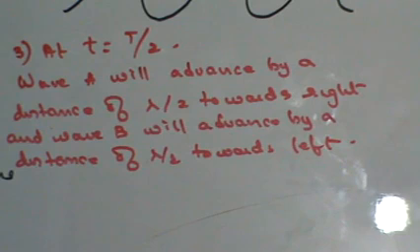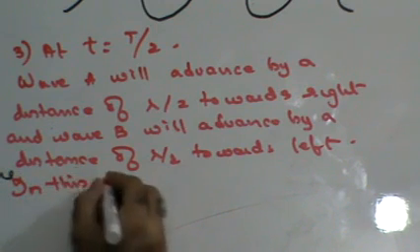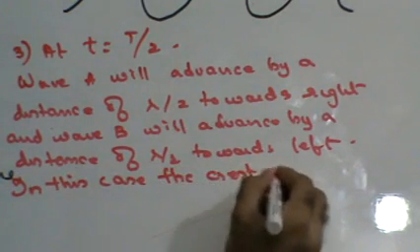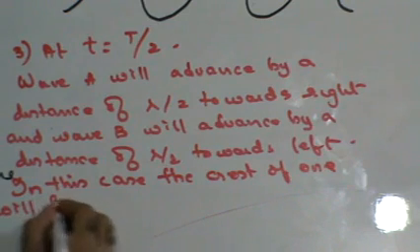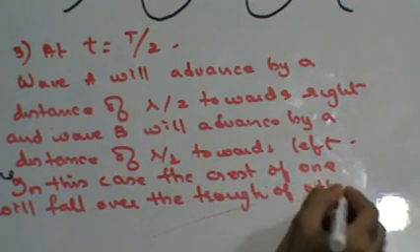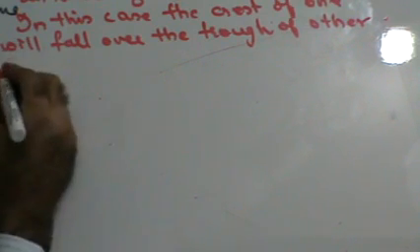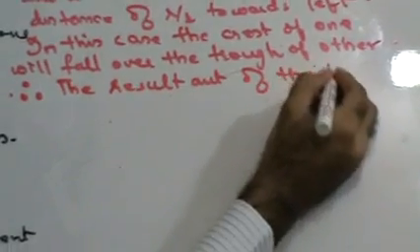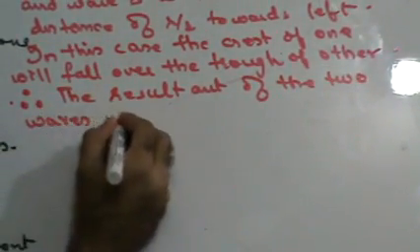Right? Now, in this case, the crest of one will fall over the trough of the other. So at time t equal to T by 2, you would have the crest of one falling on the trough of the other, and therefore the resultant of the two waves will be a straight line.